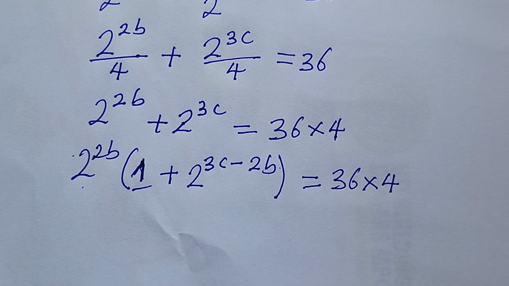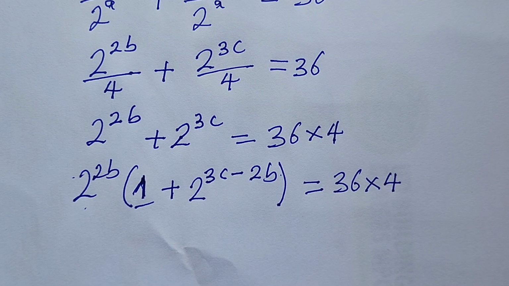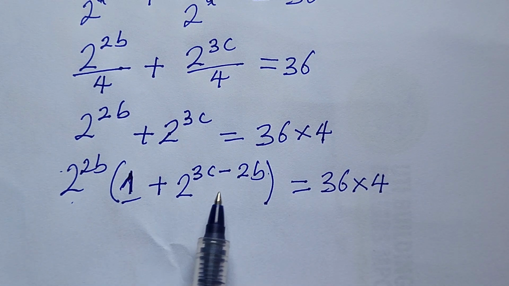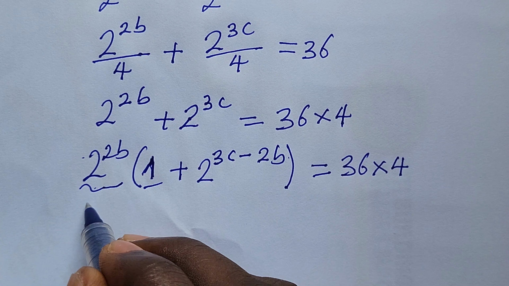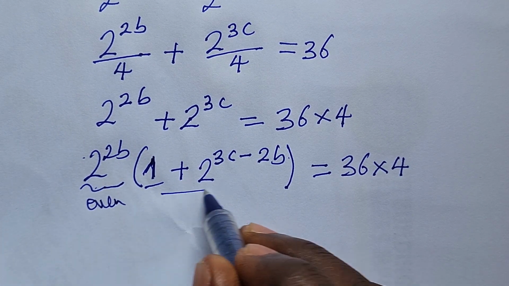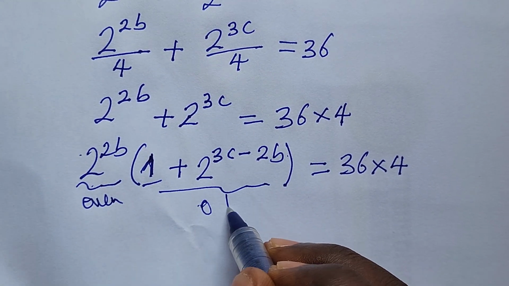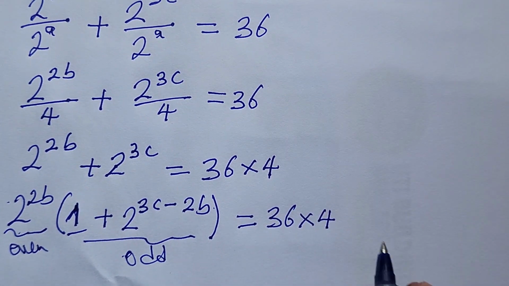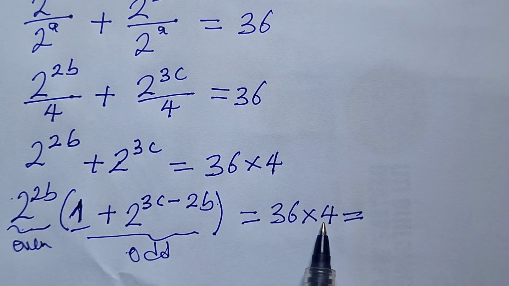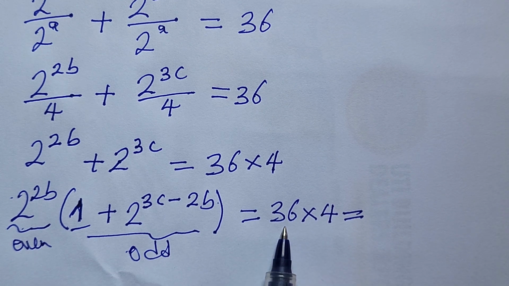We get something here. Recall we said that 2 to any number will give us an even number. So the whole of this is even, and an even number plus 1 will give us an odd number. So let's mark it out here. This is an even number, while the whole of this is an odd number. But let's look at the right-hand side of our equation. Now we have this to be an even number and this an even number.